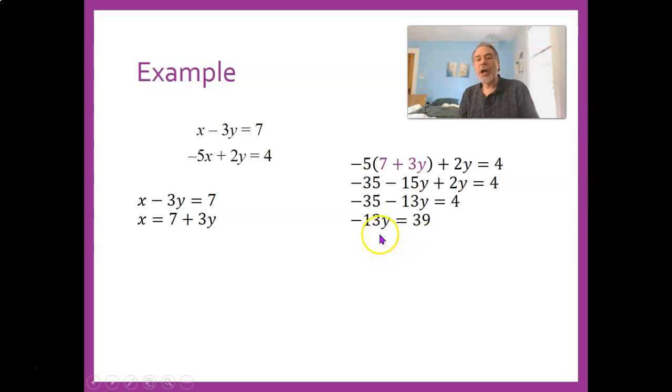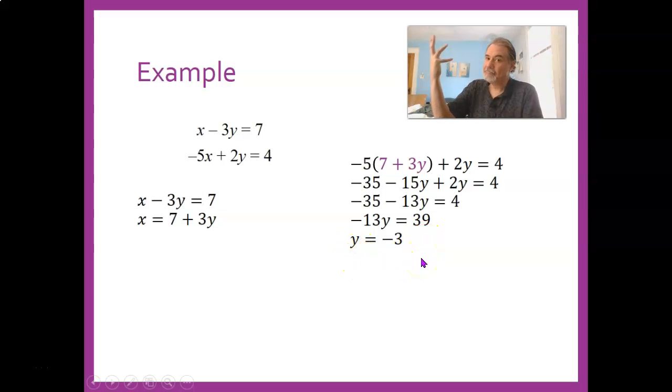And now, to undo this multiplication, right now it's negative 13 times y, I undo the negative 13 times part by dividing by negative 13 on both sides. Negative 13y divided by negative 13 is just y, and 39 divided by negative 13 is negative 3. Are we done? Not quite.